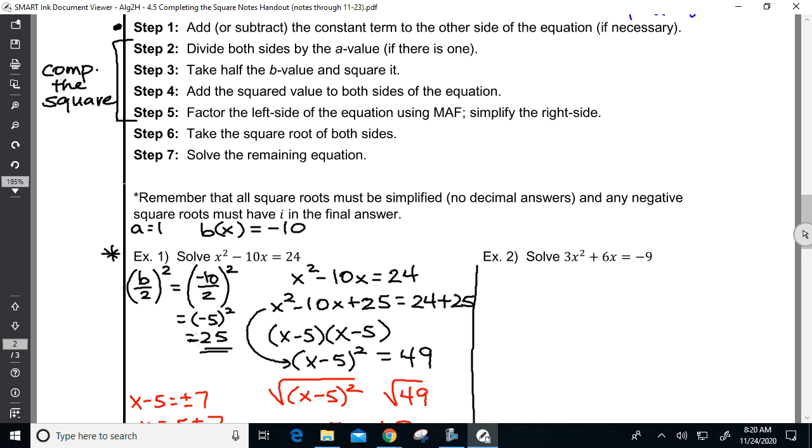So 3x squared plus 6x equals negative 9. First step, add or subtract the constant term to the other side of the equation. So the constant term is negative 9, and it's already separated from the variables. So you don't have to do step number 1. So step 1 is taken care of.